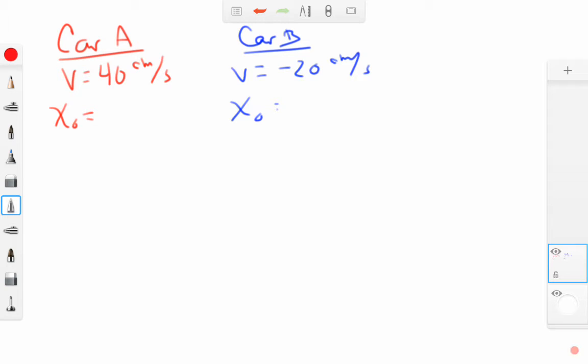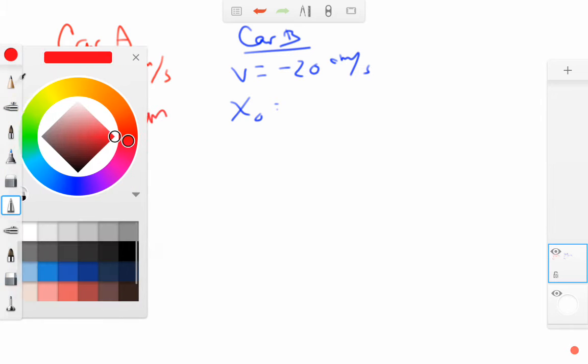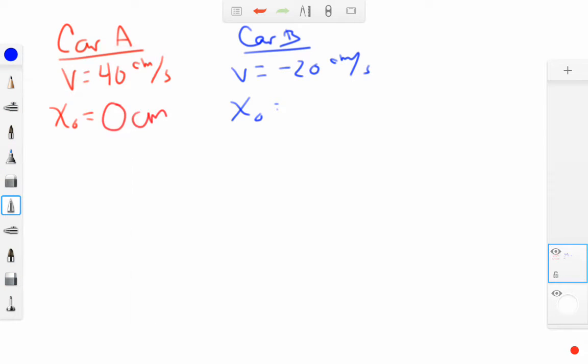Car A will start at the beginning of our track at 0 centimeters. Car B, according to your papers, will start at 3 meters. However, when I measured my velocity, I used centimeters. So instead of writing 3 meters, I'm going to need to convert that to centimeters. Since there are 100 centimeters in each meter, 3 meters would be 300 centimeters. So my initial position for car B is 300 centimeters.